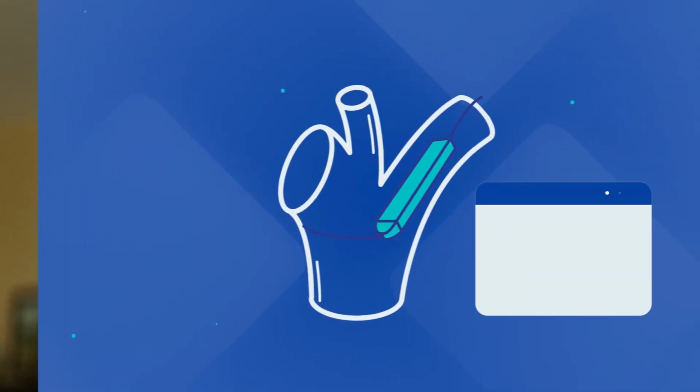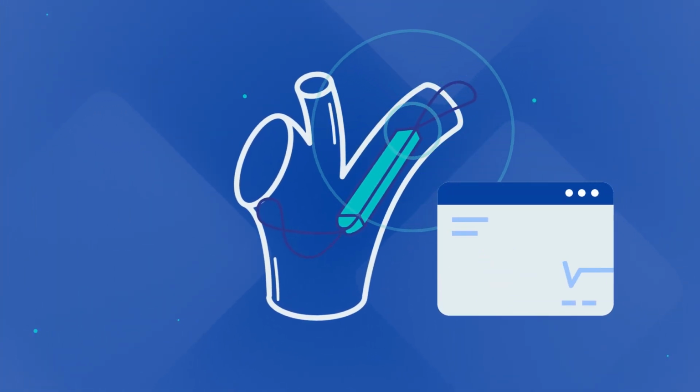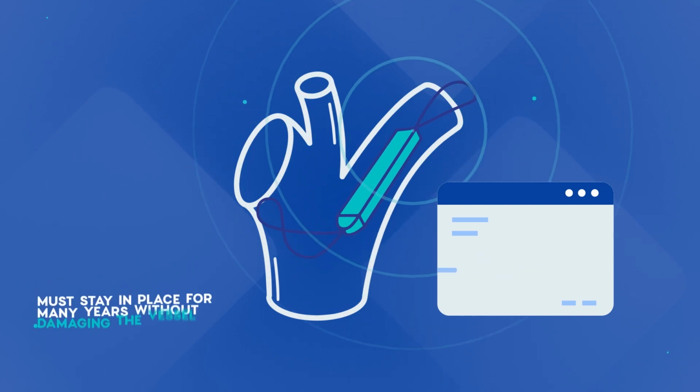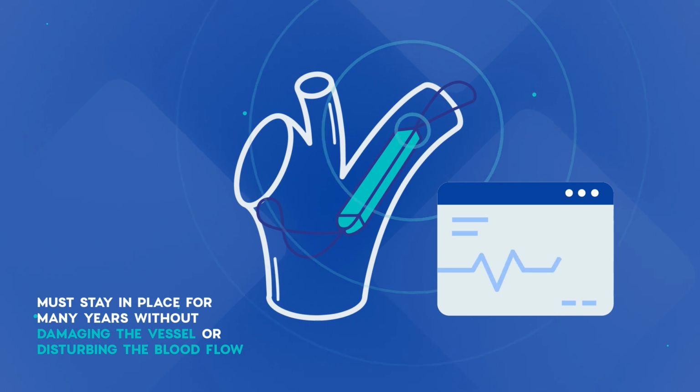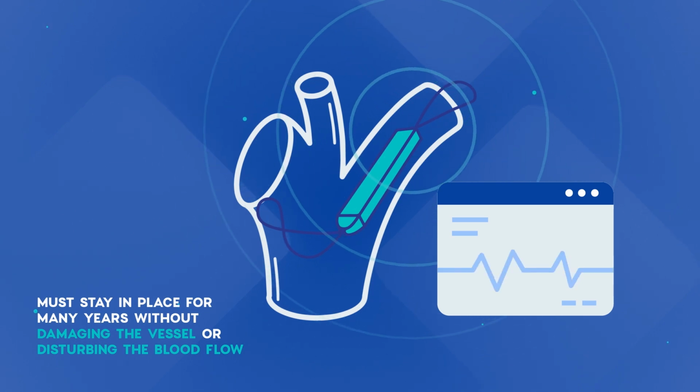Patients with heart failure may receive an implantable pressure sensor to continuously measure the pressure in the pulmonary artery and help adjusting their heart failure medication. This tiny sensor must be safely anchored in the patient's pulmonary artery. It must stay in place for many years without damaging the vessel or disturbing the blood flow.